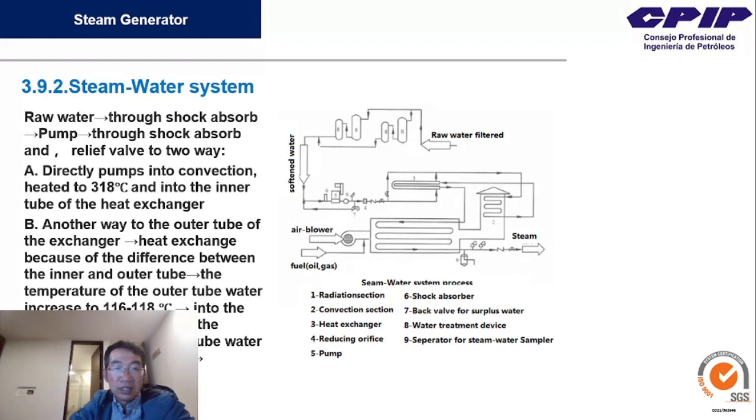Another way is to the outer tube of the exchanger and heated by exchange because of the temperature difference between the inner and outer tube. The temperature of the outer tube water increased to 116 to 118 and then goes into the convection section as well. Then the temperature of the inner tube water decreased to about 274. This picture will show us how the steam water system works.